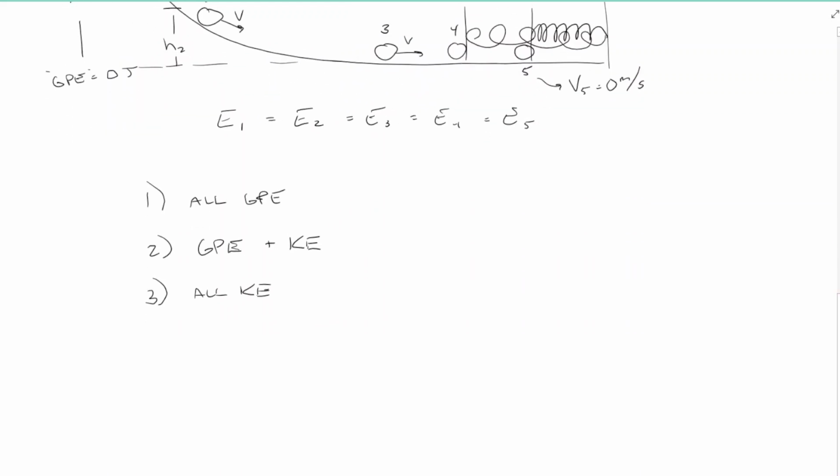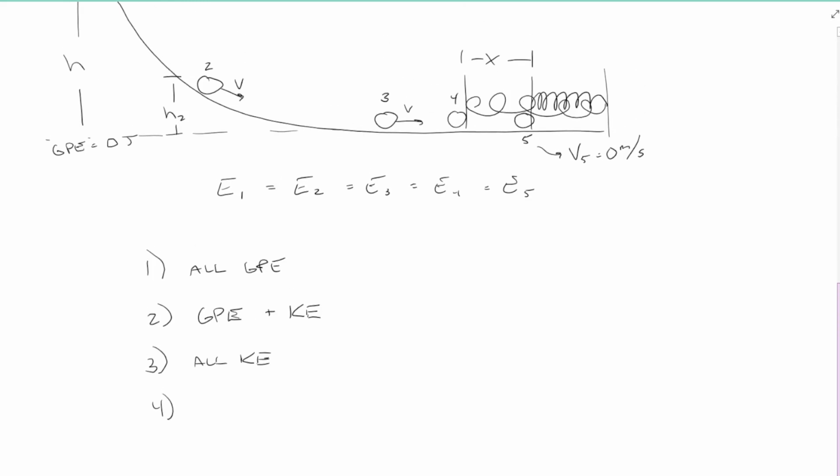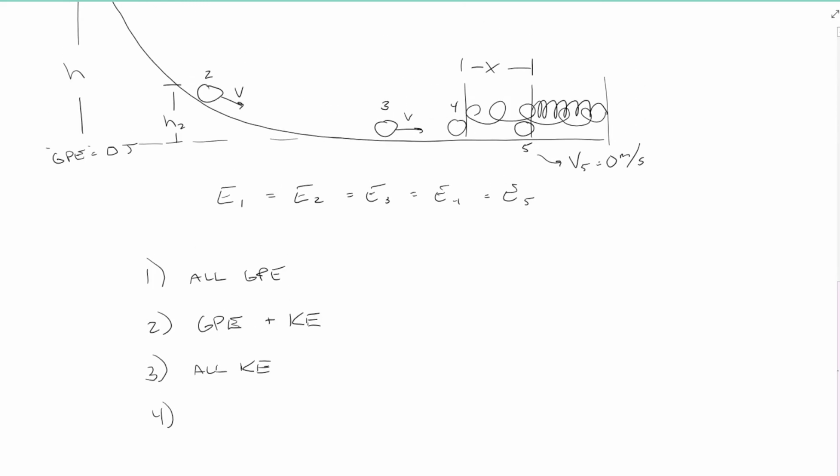What about position 4? Well, we're certainly not elevated. We're certainly moving, and it's now touching a spring. But is it compressing a spring? Well, in this case, I'm going to say no. It's not yet compressing it. It's just hit the spring. So right now we're still all kinetic energy at position 4, because that spring hasn't been compressed yet.